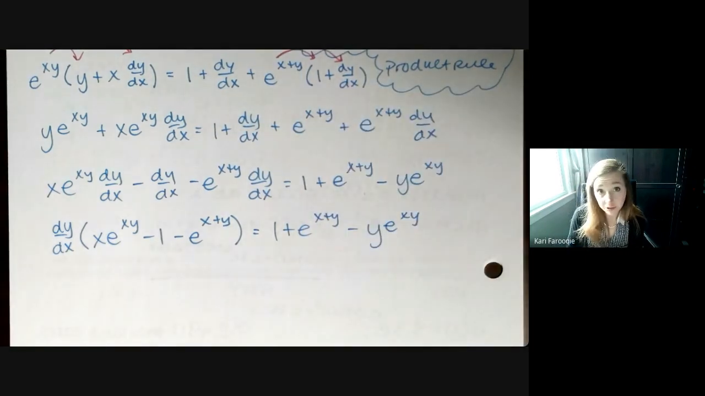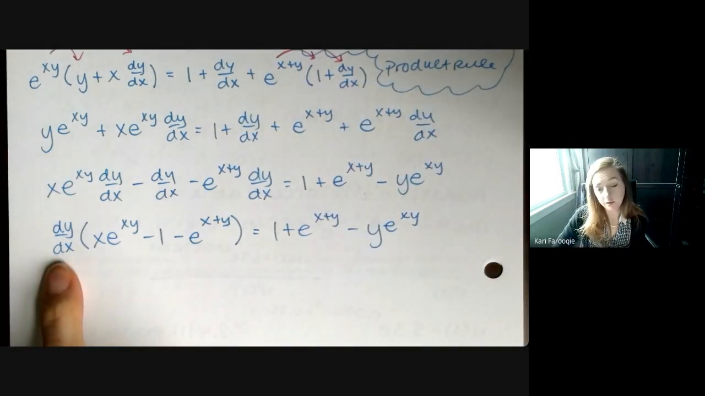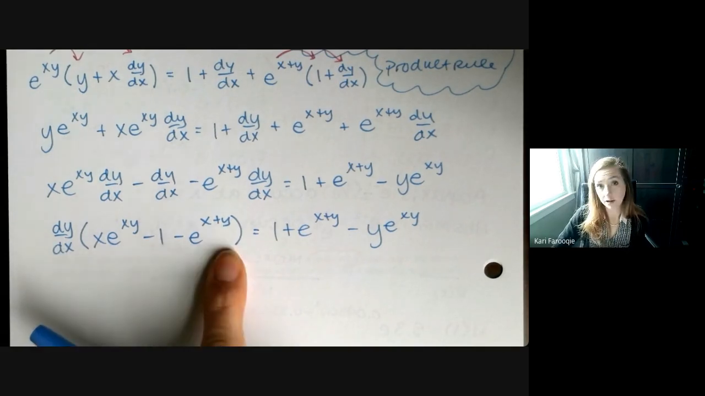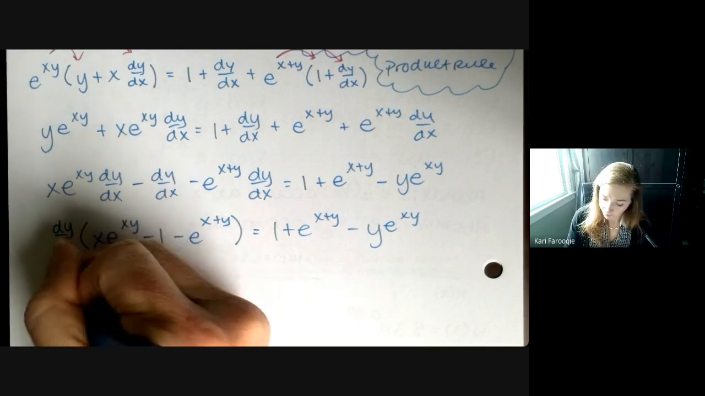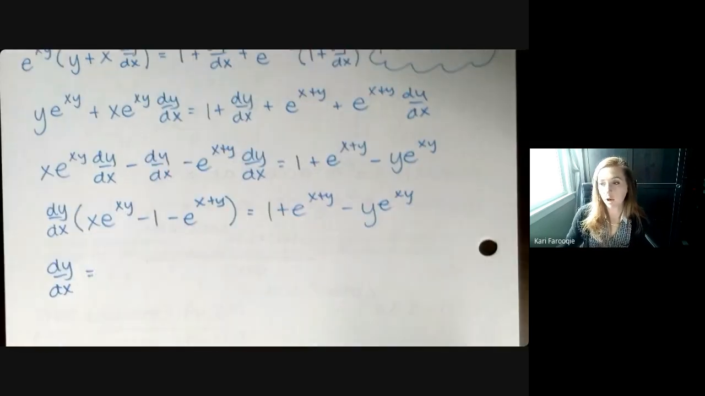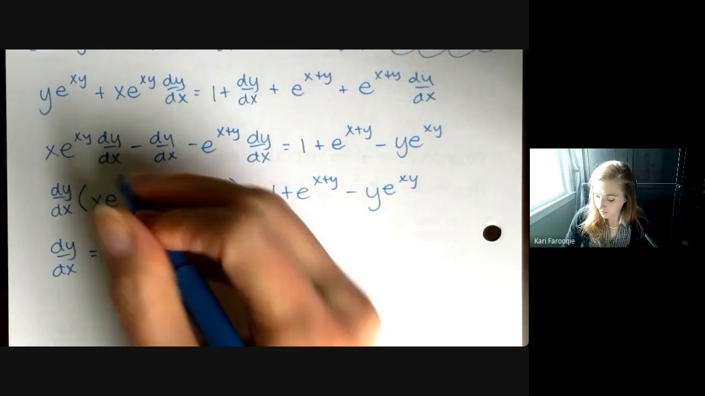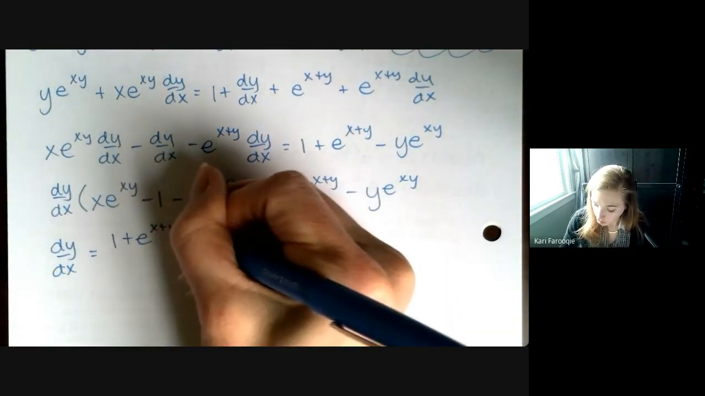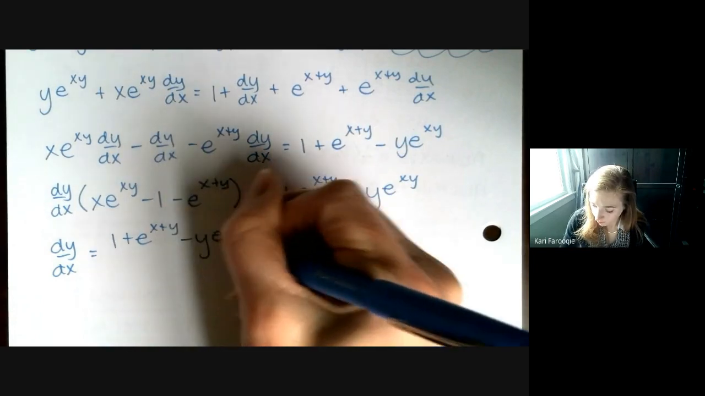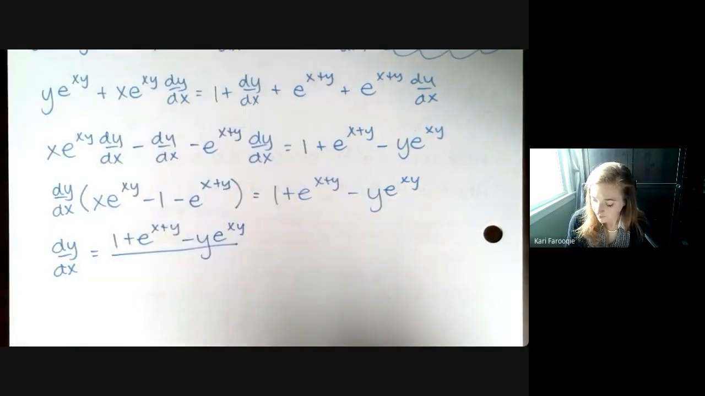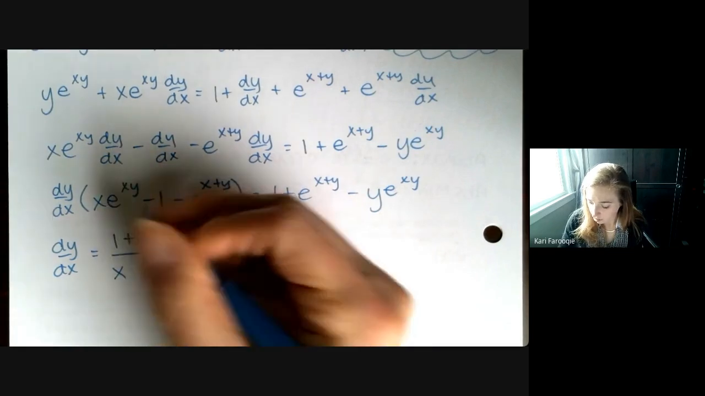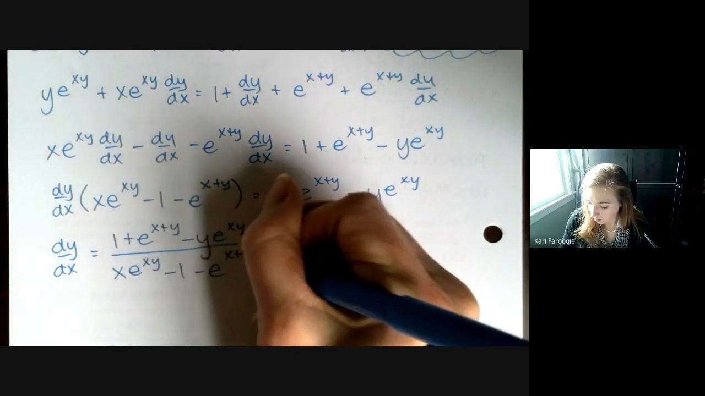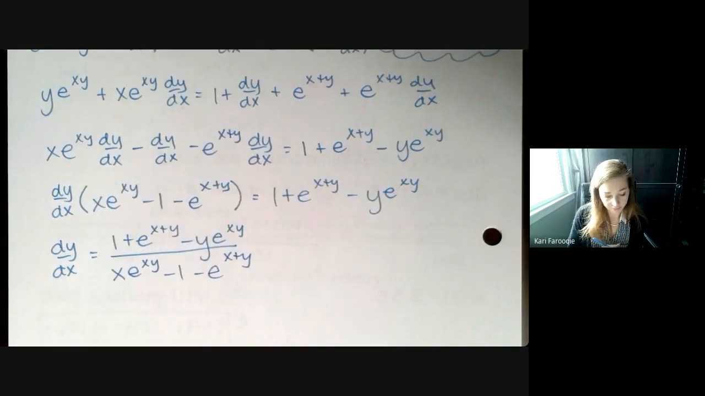And then the last thing you need to do is just isolate dy/dx using division. So divide both sides by this factor on the left-hand side. So I'm going to say dy/dx now is equal to, the right-hand side is going to be the numerator. I'm not going to change anything there. And the left-hand side factor is what I'm dividing out on both sides. And that one's going to stay.